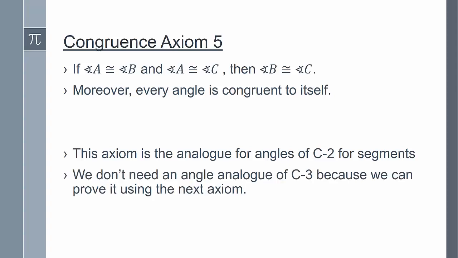So it would seem natural to assume that the next axiom would be an addition axiom for congruent angles, analogous to congruence axiom 3 for addition of congruent segments. But we don't need to do this because we can actually prove that result using the next and final congruence axiom.